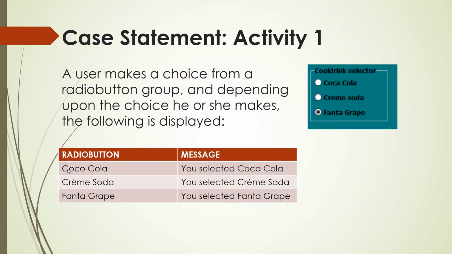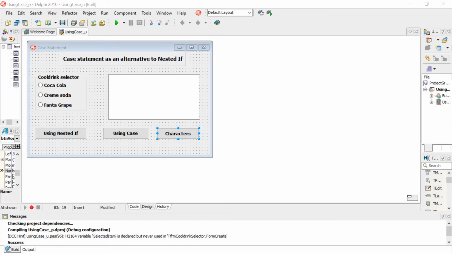So if the user selects on the radio button Coca-Cola, a message must be displayed, "You selected Coca-Cola." If the user selects cream soda, a message must be displayed, "You selected cream soda." If the user selects Fanta grape, a message, "You selected Fanta grape," must be displayed. Let's take a look at what the Delphi coding is going to look like.